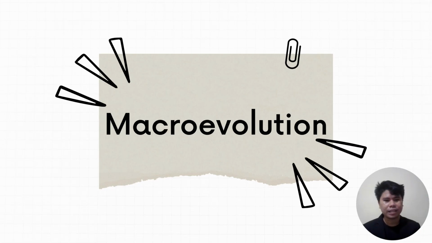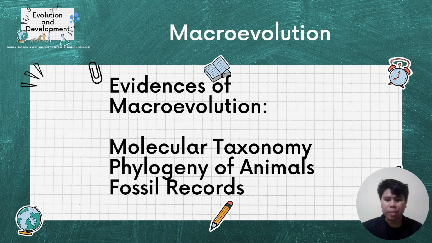Alright, so to start with our discussion about evolution and development, we'll start with macroevolution. Macroevolution is one of the things that would help us untangle its relationship with developmental biology. And they are namely molecular taxonomy, phylogeny of animals, and fossil records.